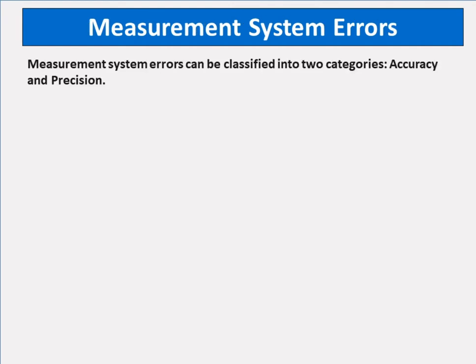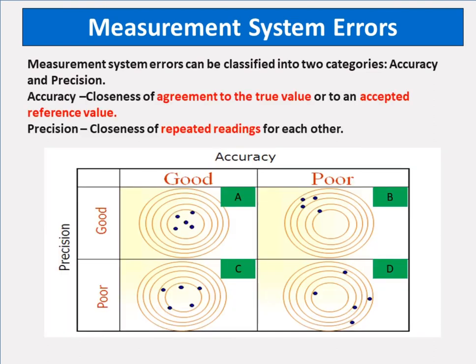Measurement system errors. Measurement system errors can be classified into two categories: accuracy and precision. Accuracy is the closeness of agreement to the true value or to an accepted reference value. Precision is the closeness of repeated readings to each other. Precision is independent of accuracy. That means it is possible to be very precise but not very accurate, and it is also possible to be accurate without being precise. The best quality scientific observations are both accurate and precise.